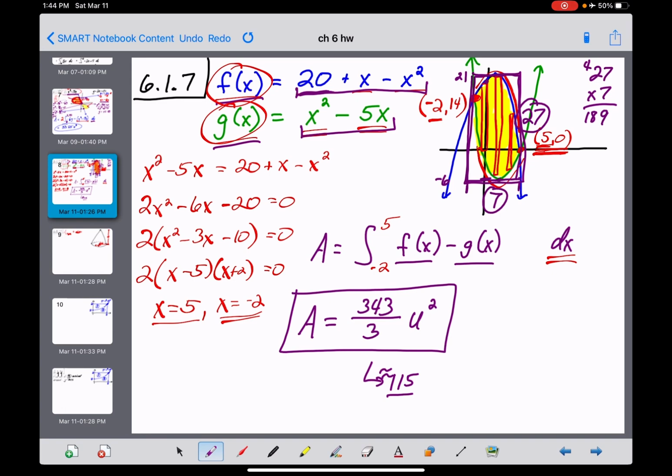Then when I look at the solutions manual, I feel really good about this answer because they've got 343 over 3 as well. So that's it, everybody. That's our answer to problem number 7.